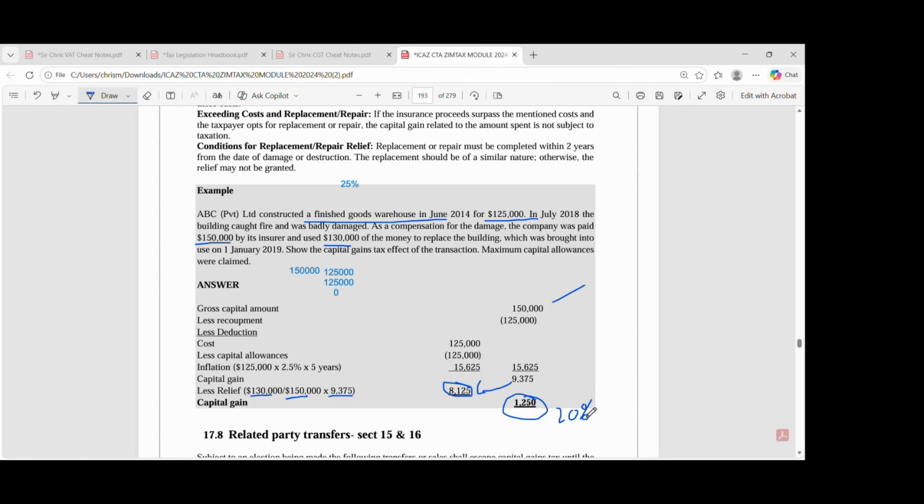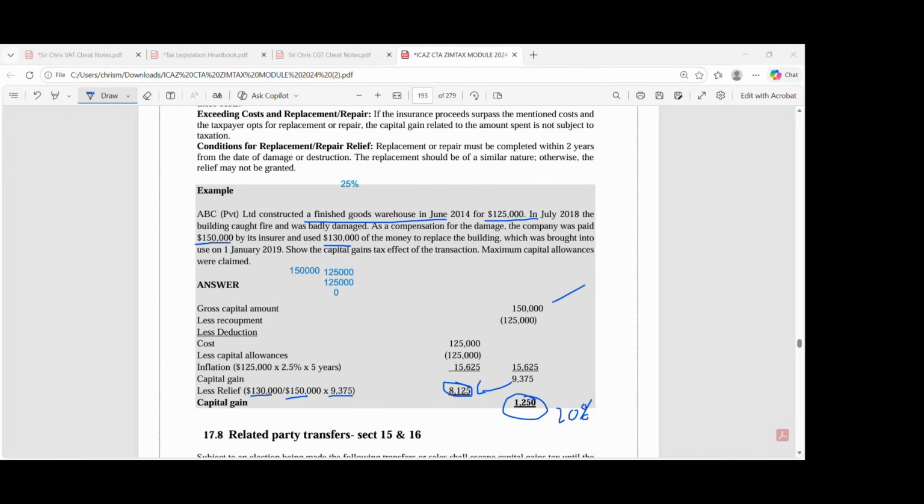Any questions? Before I proceed, do you see what a relief is? Hello? Hi, say Chris. Yes. Sorry, could you please come again on inflation? Did you say we're not supposed to include the year of disposal? No, for inflation we include both, but for capital allowance, we don't calculate them in the year of disposal.